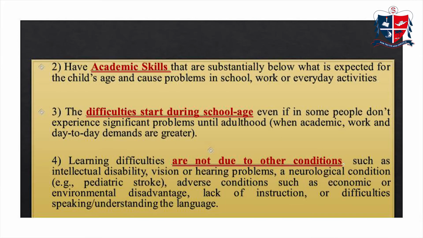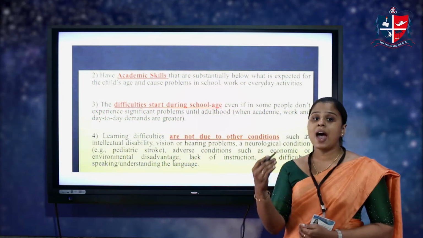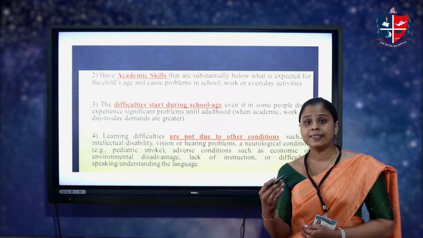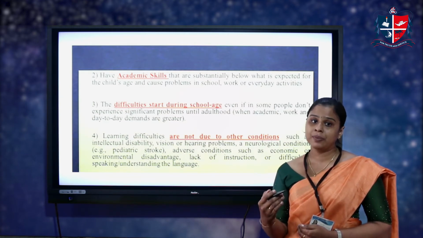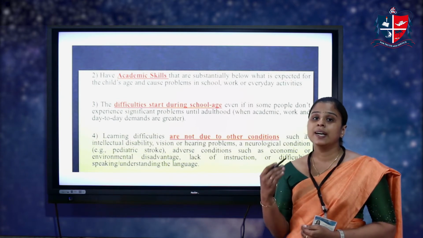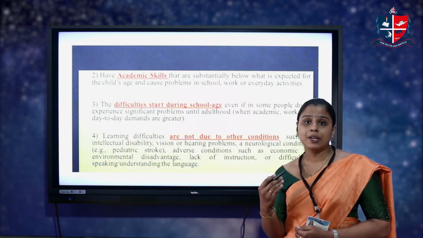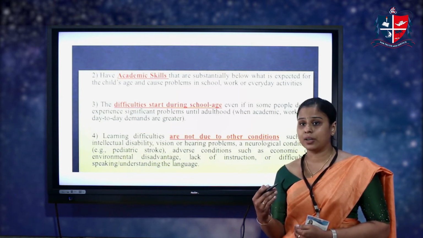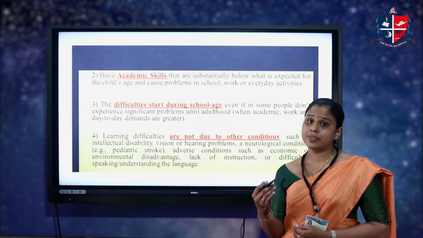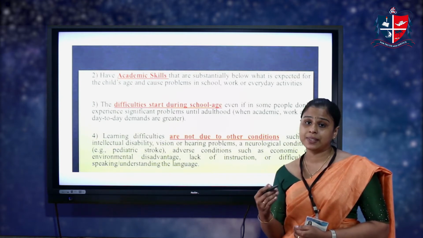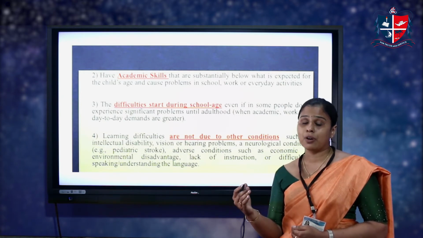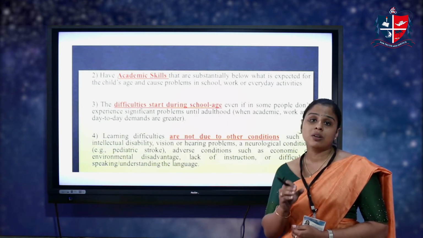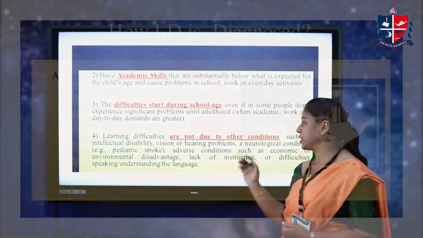Now, the second criterion deals with academic skills. The third criterion deals with difficulty starting during school age, that is, they have a problem with dropout. And the fourth criterion is that it is not due to a low IQ level or attention deficit hyperactivity disorder. It may be considered one of the symptoms, that is, one third of children with learning disability may have ADHD as a factor. But here they say that it is not connected with IQ level and ADHD.